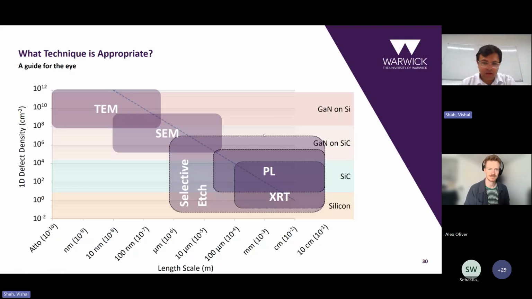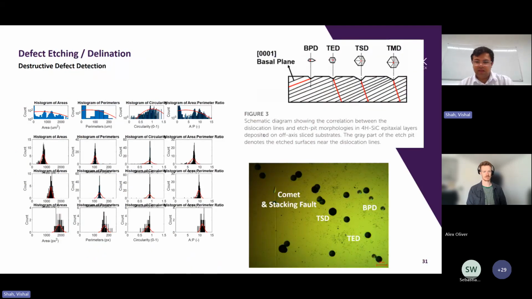Okay. So I will quickly skip through the rest of these, but just to say that defect etching doesn't have a standard in silicon carbide because it's a destructive technique, and due to the expense of these substrates, no one wants to sacrifice those layers.